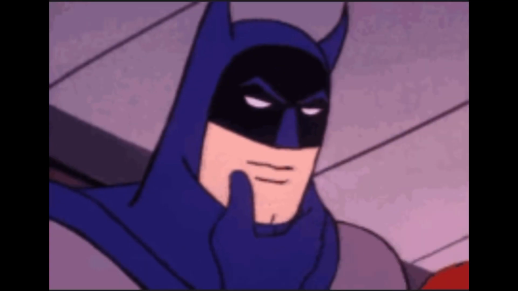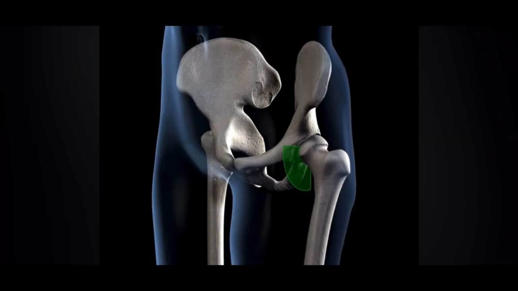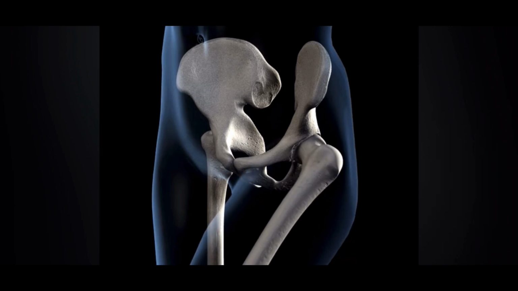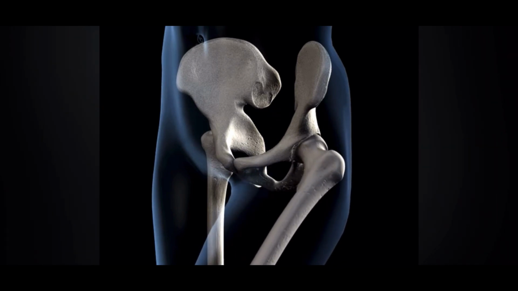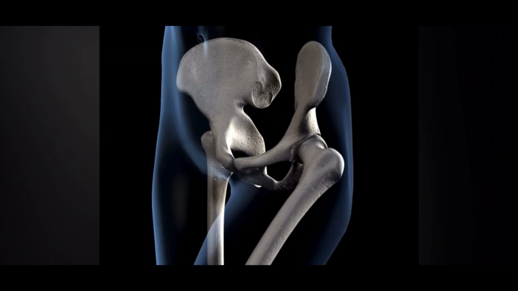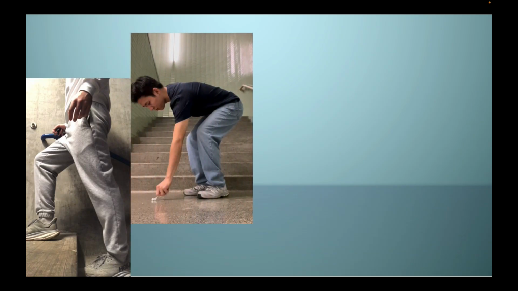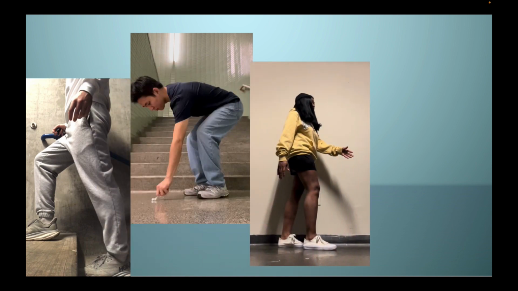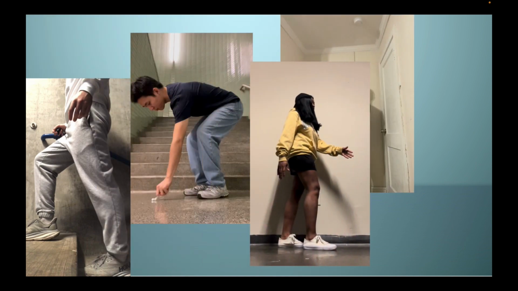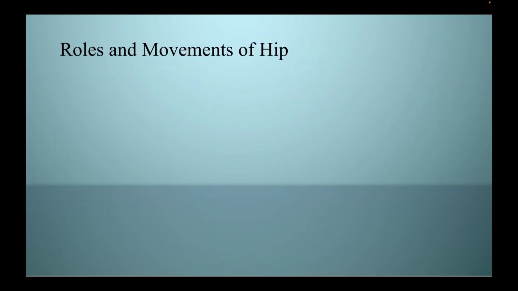Then you might be wondering, why is hip so important? Like, how is it used? Well, to emphasize the importance of hip in our body, these are some daily tasks that use hip. Hip is used when we're going up the stairs, when we're picking something up from the ground, when we're walking, or when we're just standing up.